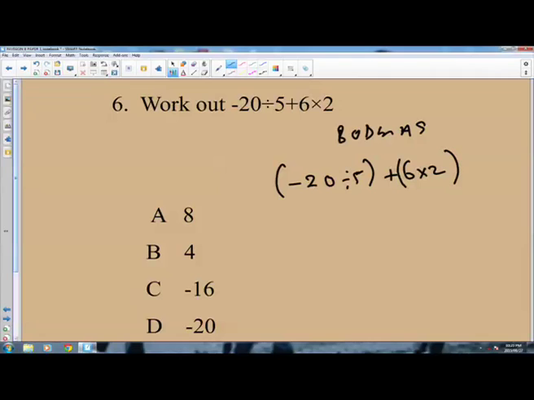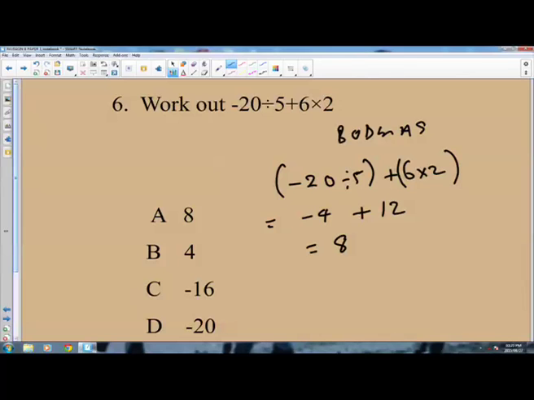Minus 20 divided by 5 is minus 4. Plus 6 times 2 is 12. And then minus 4 plus 12 is 8. So the answer to this question is 8.